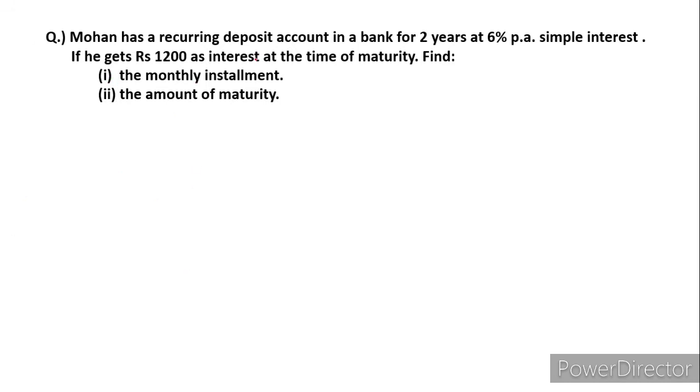Mohan has a recurring deposit account in a bank for 2 years. Time is given. So write time is equal to 2 years. Convert this into months. N is equal to 2 into 12. That is 24 months. At 6% per annum. Rate is given, 6%. At simple interest. He gets rupees 1200 as interest. This time interest is given. I is equal to 1200. At the end of the maturity, find the monthly installment. Monthly installment, that is principal you have to find. And second, what you have to find? Maturity value.